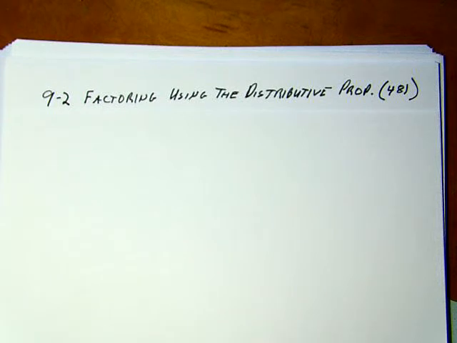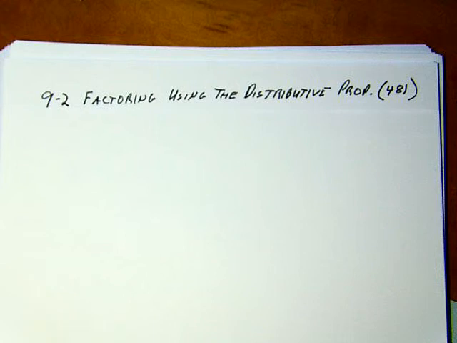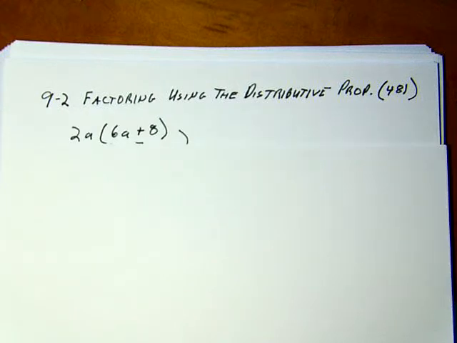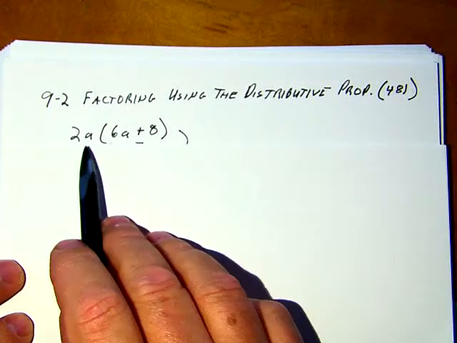Okay, let's do lesson 9.2, factoring using the distributive property, page 481 in your book. First of all, what is factoring? Well, to know factoring, you have to understand what factors are. When you take two numbers and multiply them times each other, that's factors.